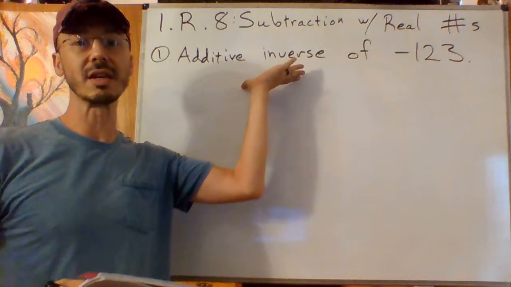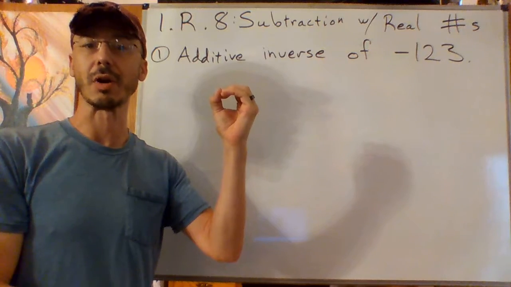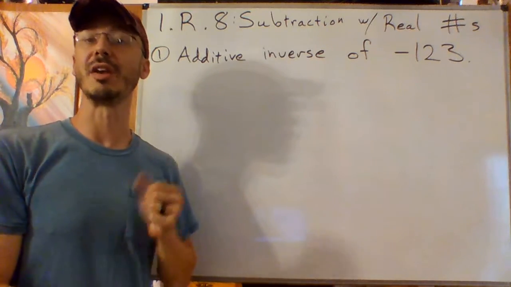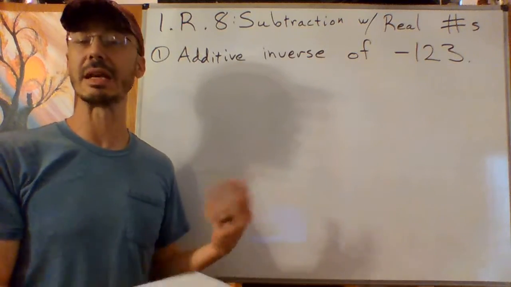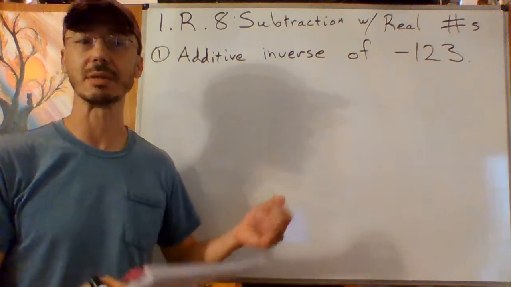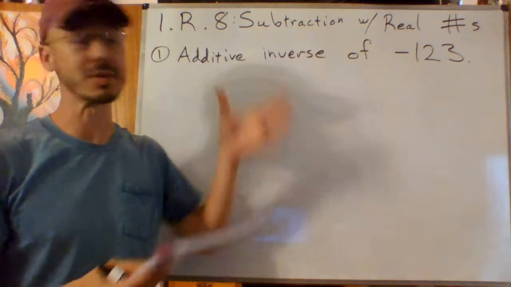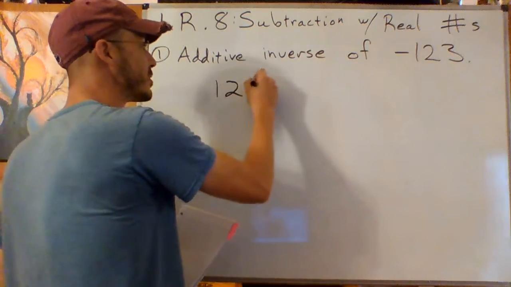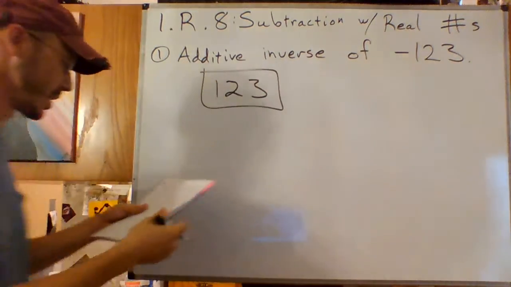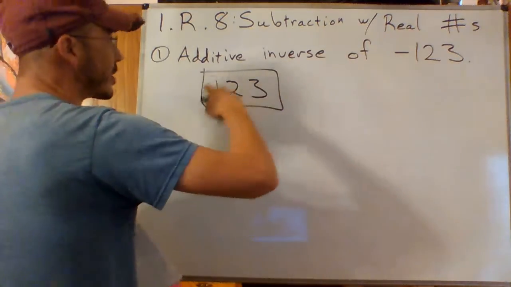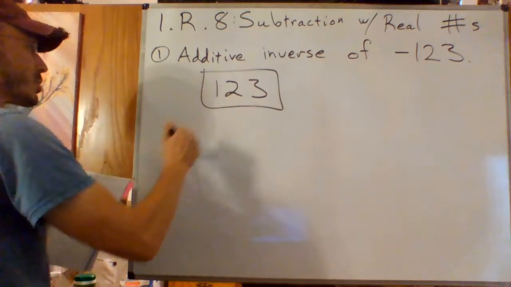Additive inverse means the thing that you can add to a number with a result of 0. Another word for it is the opposite. Sometimes people call it the negative, but I like opposite because this is a negative number. The opposite, the additive inverse, is a positive number. It's not a negative number, so I don't like to call it the negative, but the opposite. Should be pretty simple to find.